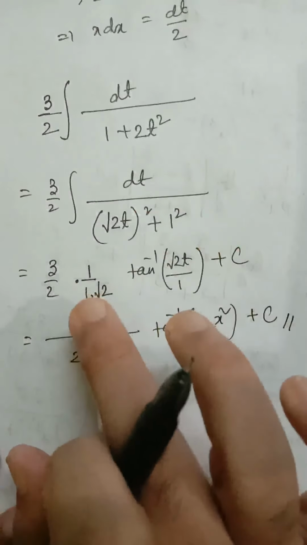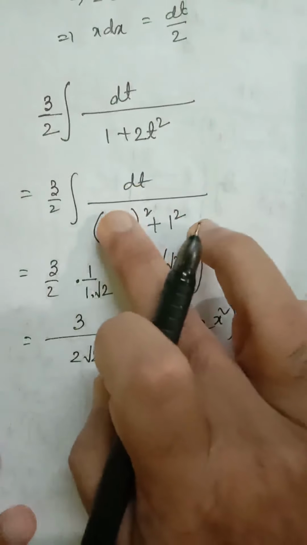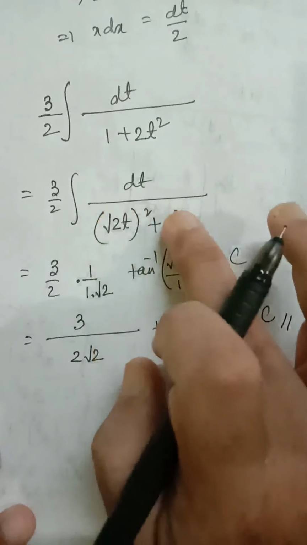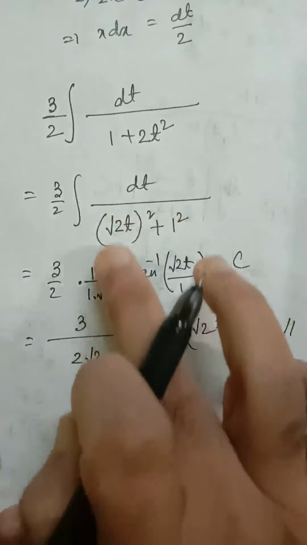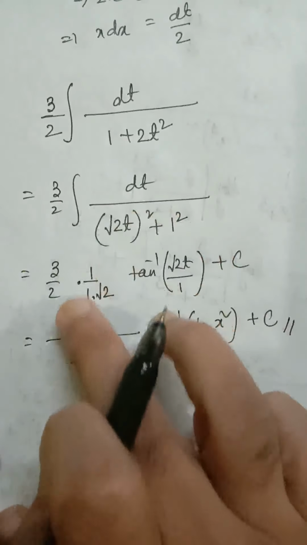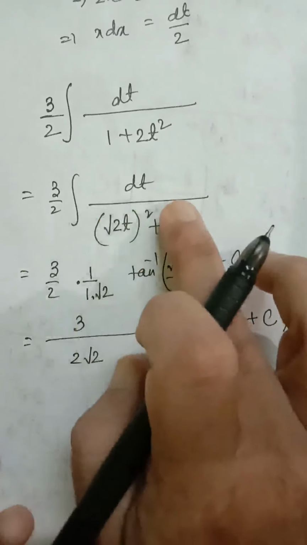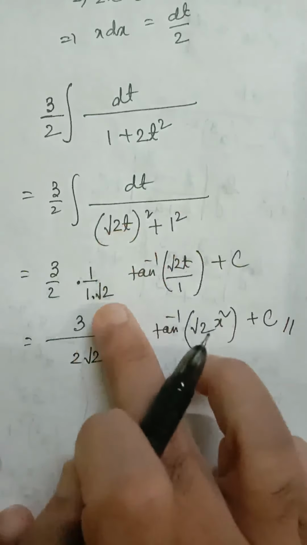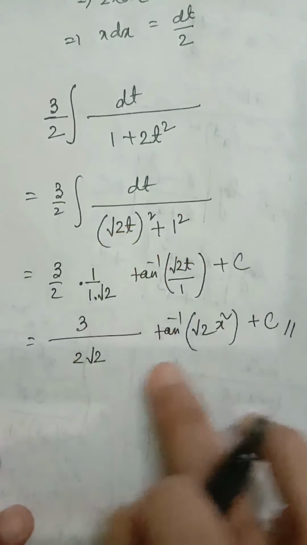Okay, carefully see this particular step, dt by root 2t whole square plus 1 square. This is of the form x square plus a square. 1 by a is 1 by 1, tan inverse of x by 1, but we have to divide by the coefficient. Here the coefficient of t is root 2, we have to divide the result by root 2. This is the answer.